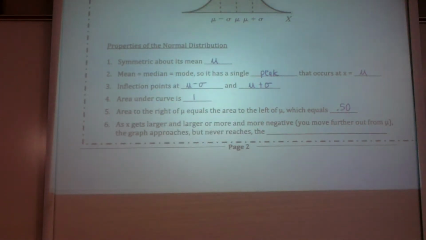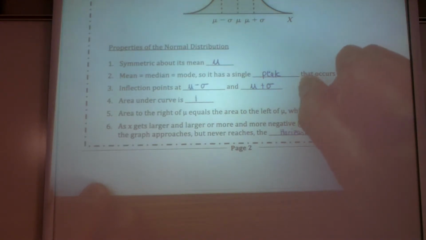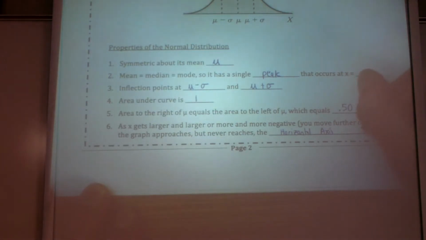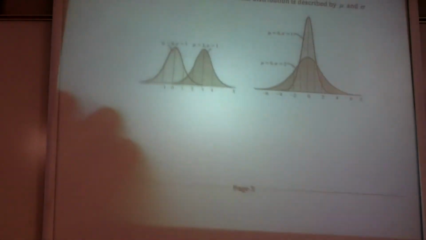Okay, now last one. As x gets larger and larger or more negative, so if I'm going to the right or to the left, basically going away from the mean, the graph approaches but never reaches the horizontal axis, which is 0. So I'm going to put on here horizontal axis, which is 0. We would call that an asymptote if we were in 1050 or in secondary 3. When we're graphing something, it approaches its limit but never reaches. That would be what we're looking at here.